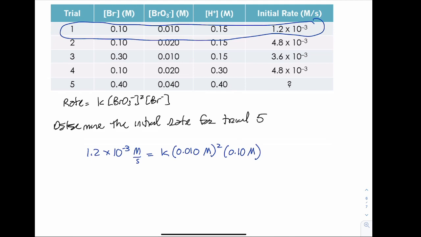I get that my rate constant is equal to 120. I do need 2 significant digits in my answer, and remember that trailing zeros, if there's no decimal point, are not significant. So 120 is just 2 significant digits. So I'm good with this. And now we need to look at our units.